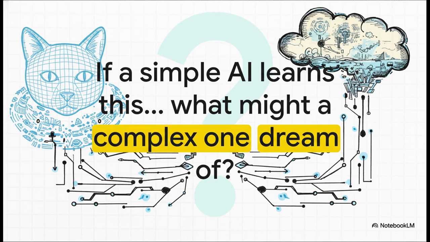So, we've seen how a computer takes its very first baby step, from a meaningless grid of numbers to a ghostly, abstract template of a cat. And it just leaves you with this one last thought. If this is what a simple AI learns to see, what in the world might a complex one dream of?